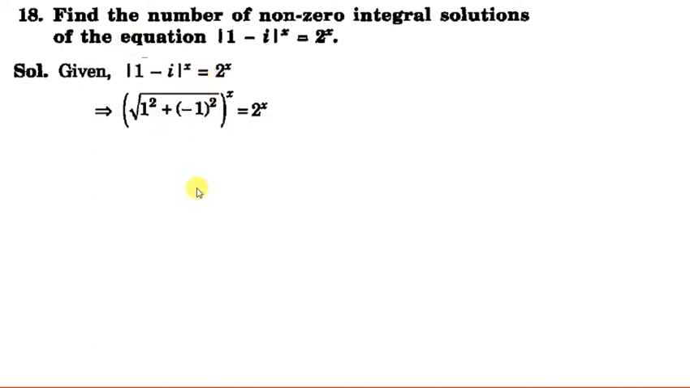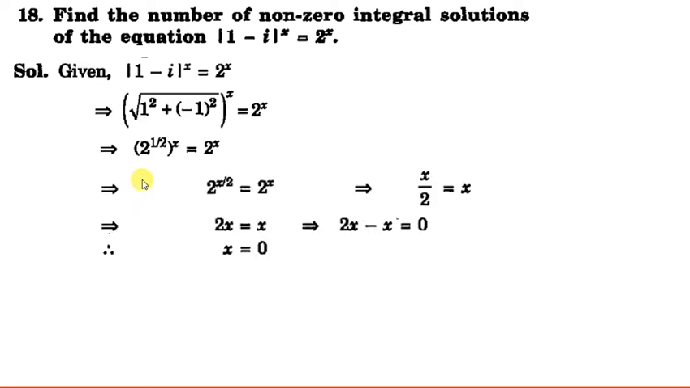Now it becomes root 2 raised to the power x equal to 2 to the power x, and root 2 can be written as 2 to the power half, raised to the power x, equal to 2 to the power x. Now we can write it as 2 to the power x by 2. These two powers multiply, equal to 2 to the power x. Now base of both the sides are equal, so we can equate the powers. So x by 2 equal to x.